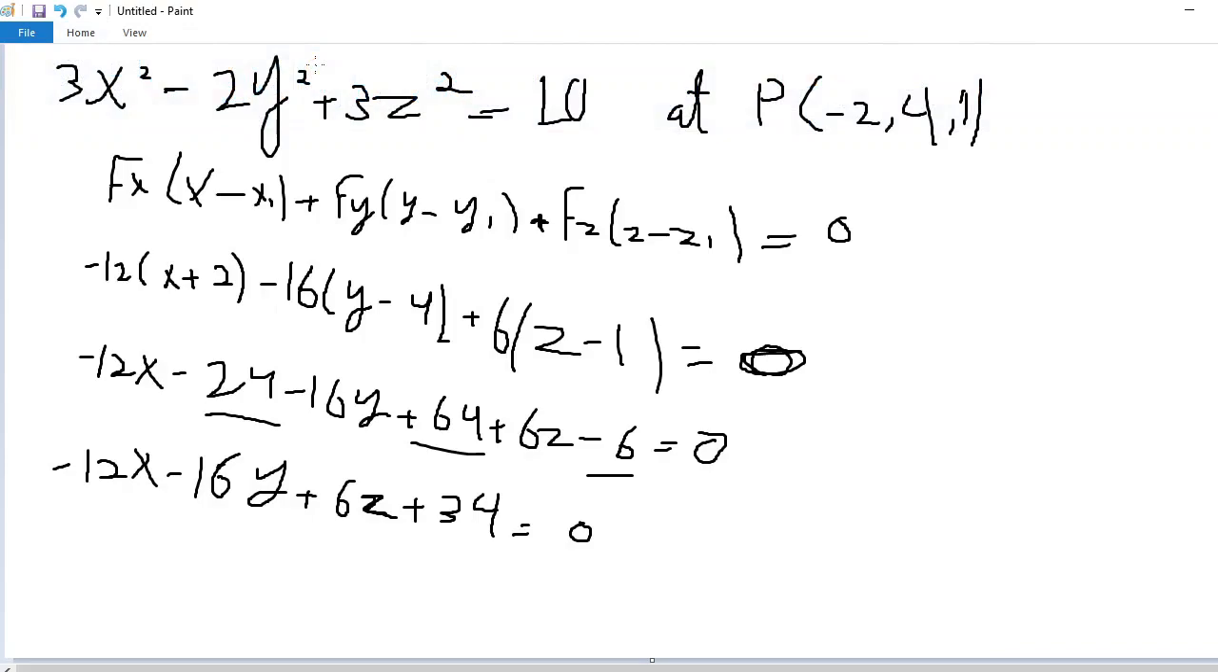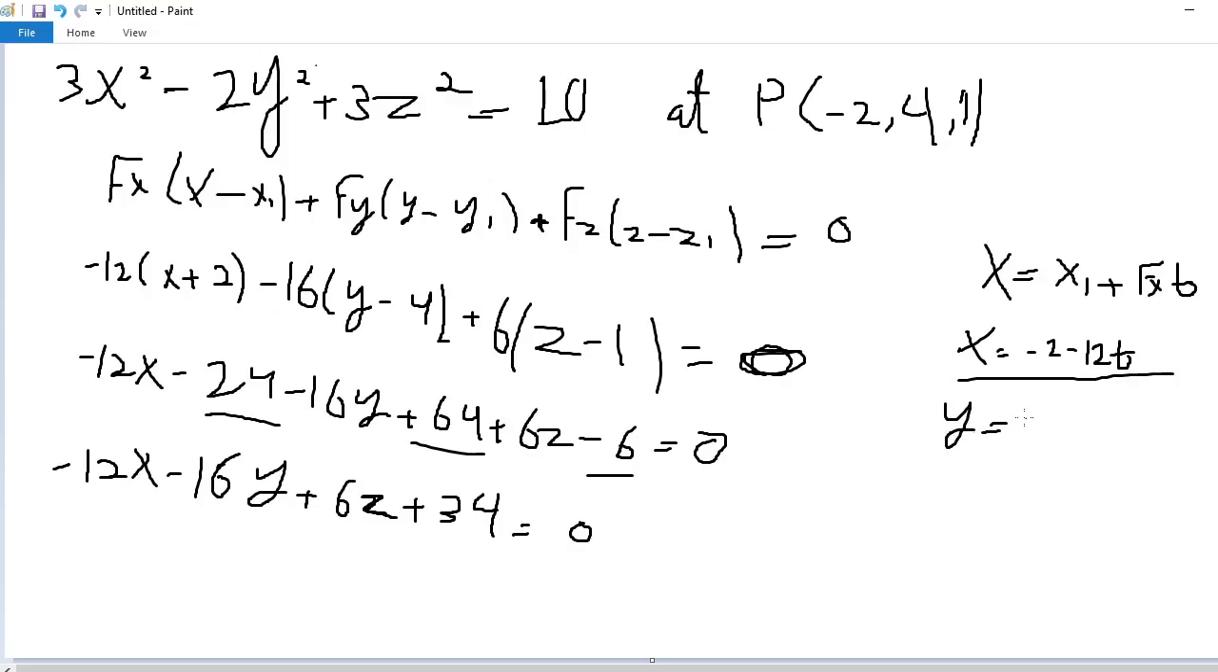The last step that we need to find is the parametric equations of the normal line. For the normal line, as I said, we use the parametric equations for x, y, and z. So x, I wrote it before, is x equals x1 plus fx times t. Here x1 is negative 2, then plus fx times t. Fx here is negative 12, times t.